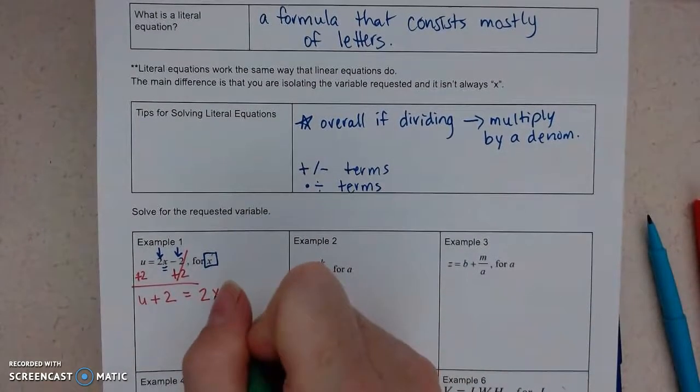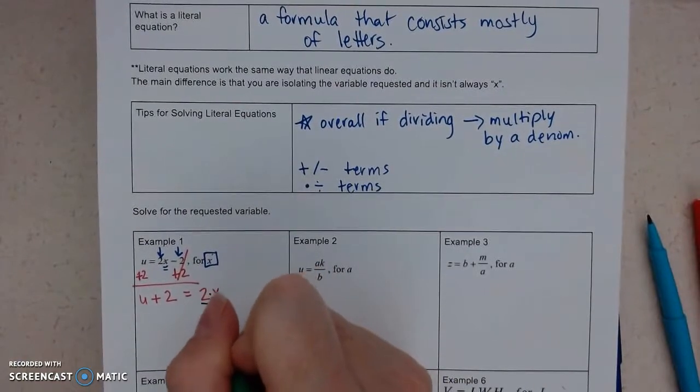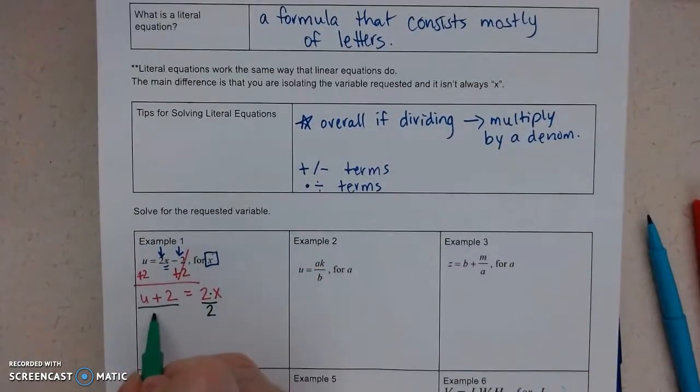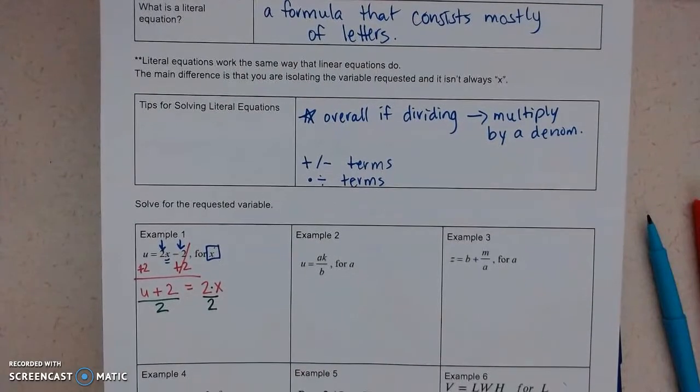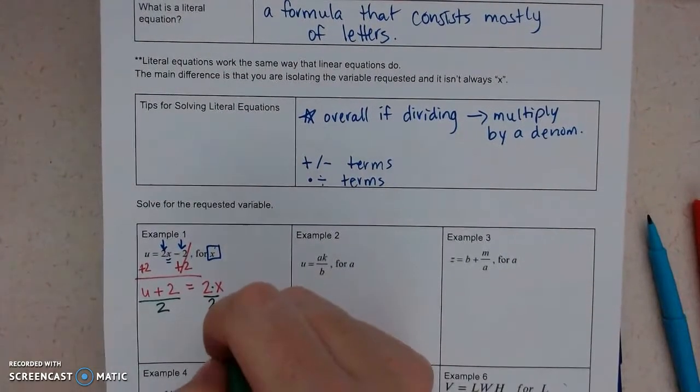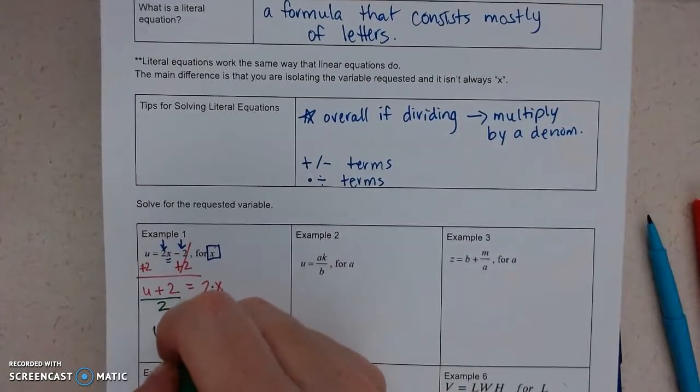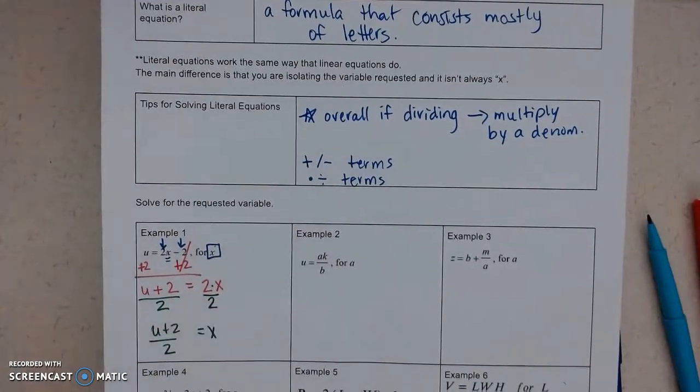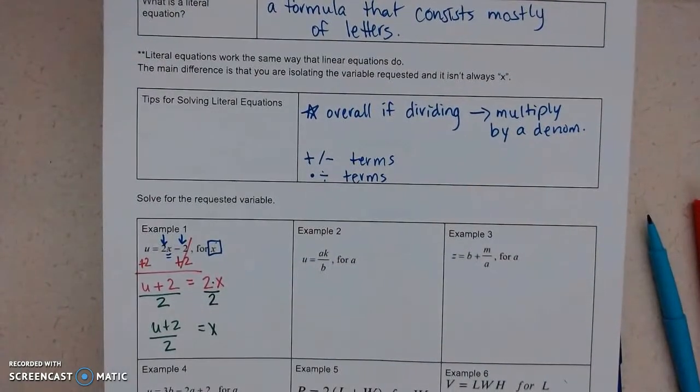So now, if we want to get x alone, those are being multiplied, so we're going to divide. Now, we can write it like that. So our final answer is u plus 2 over 2. And that would be fully correct.